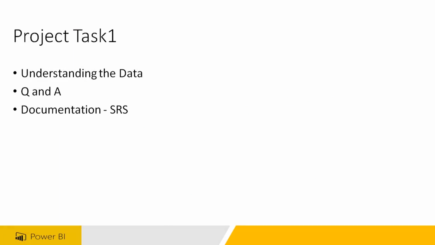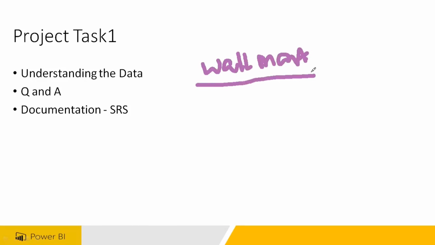As soon as you join the company, you will have a team. How will the team be there? For example, you are working for a Walmart project. What is the project name? The project name is Walmart company. Or you may be working for an IBM company.